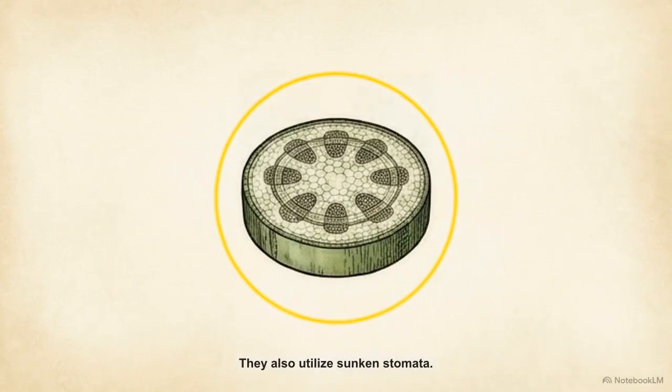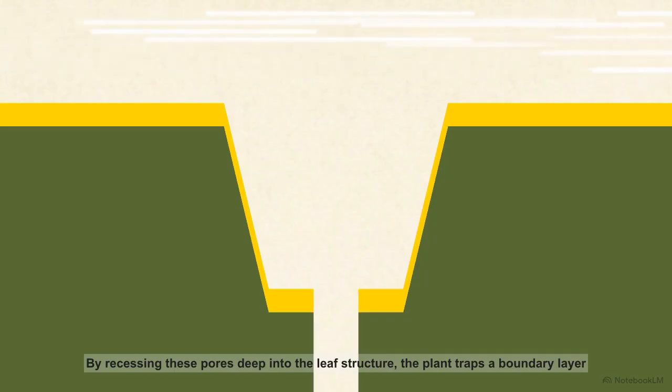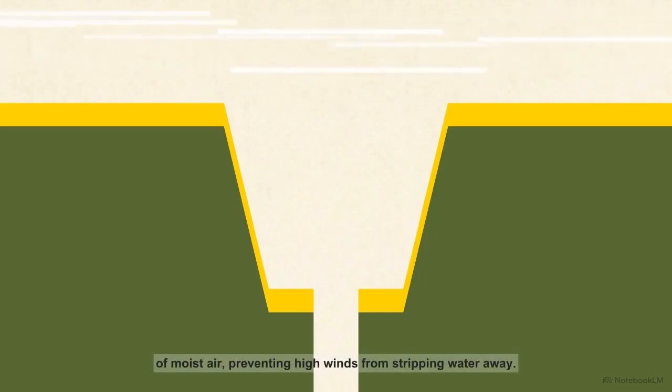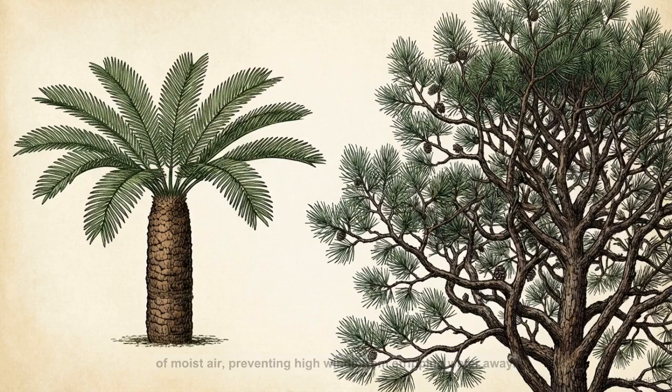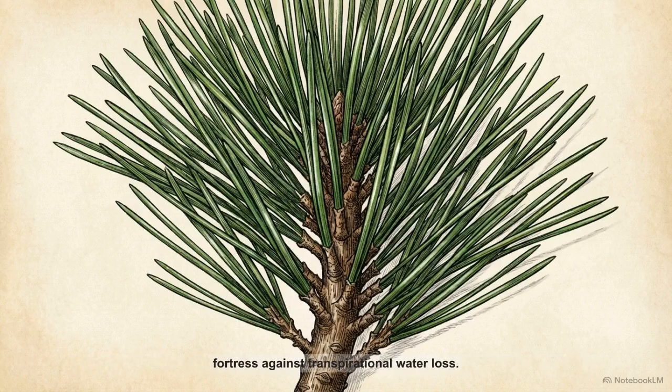They also utilize sunken stomata. Stomata are the microscopic pores used for gas exchange. By recessing these pores deep into the leaf structure, the plant traps a boundary layer of moist air, preventing high winds from stripping water away. Supporting stems follow specific architectural patterns. Species like Cycas maintain strictly unbranched stems, while conifers construct heavily branched networks to support their needle arrays. Combined, the reduced surface area, thick cuticle, and recessed pores form a physiological fortress against transpirational water loss.